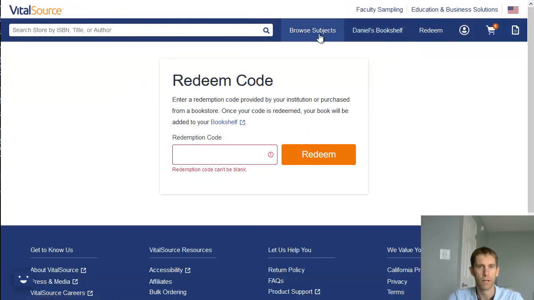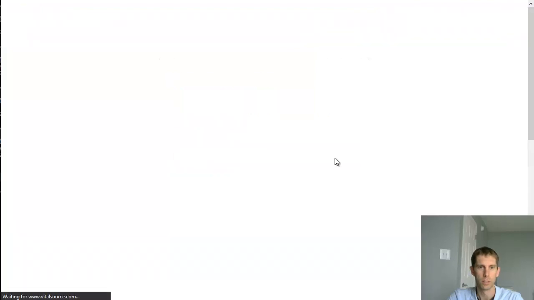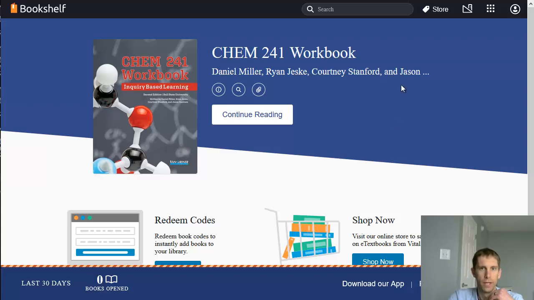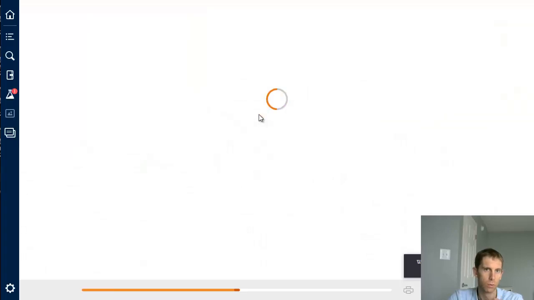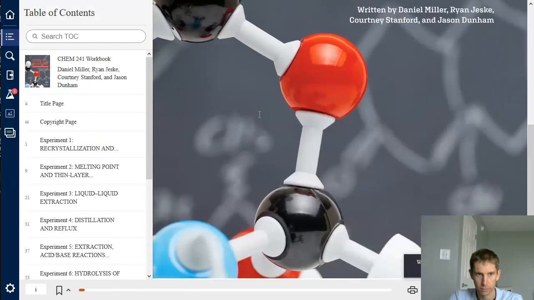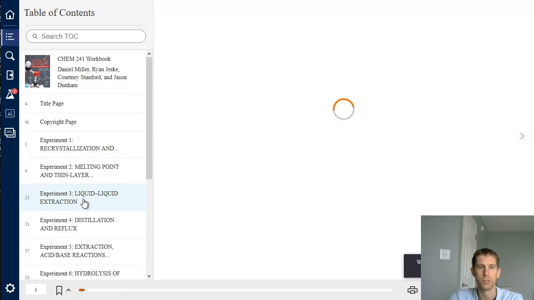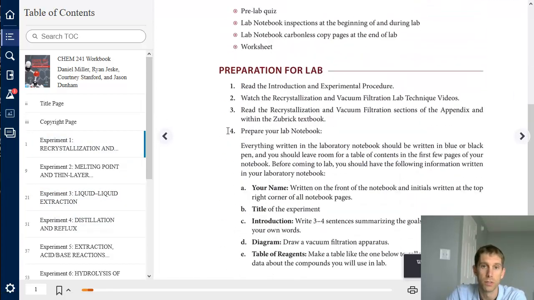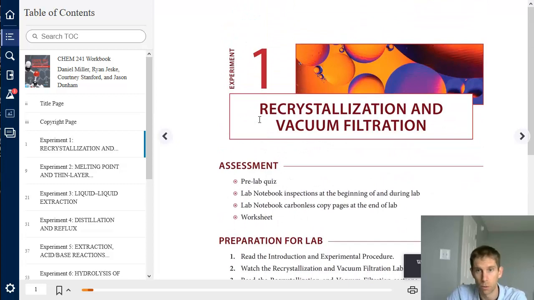And so if I go to somewhere else here, for some reason it didn't allow me to open my bookshelf because it wanted me to enter that redemption code, but once I go to the bookshelf, then I've got this book right here, and I can continue reading into it, and this contains the entire lab workbook that we'll be using this semester. So you can jump to specific experiments, or you can scroll through the whole thing. Some quick notes here. One good place to start would be to read experiment 1.